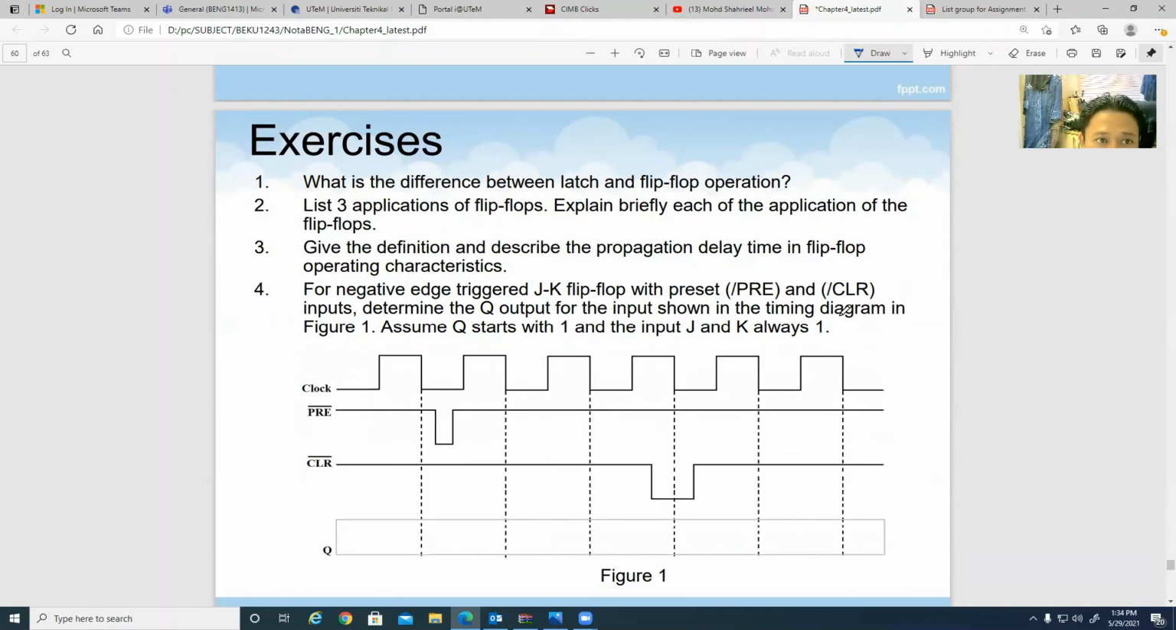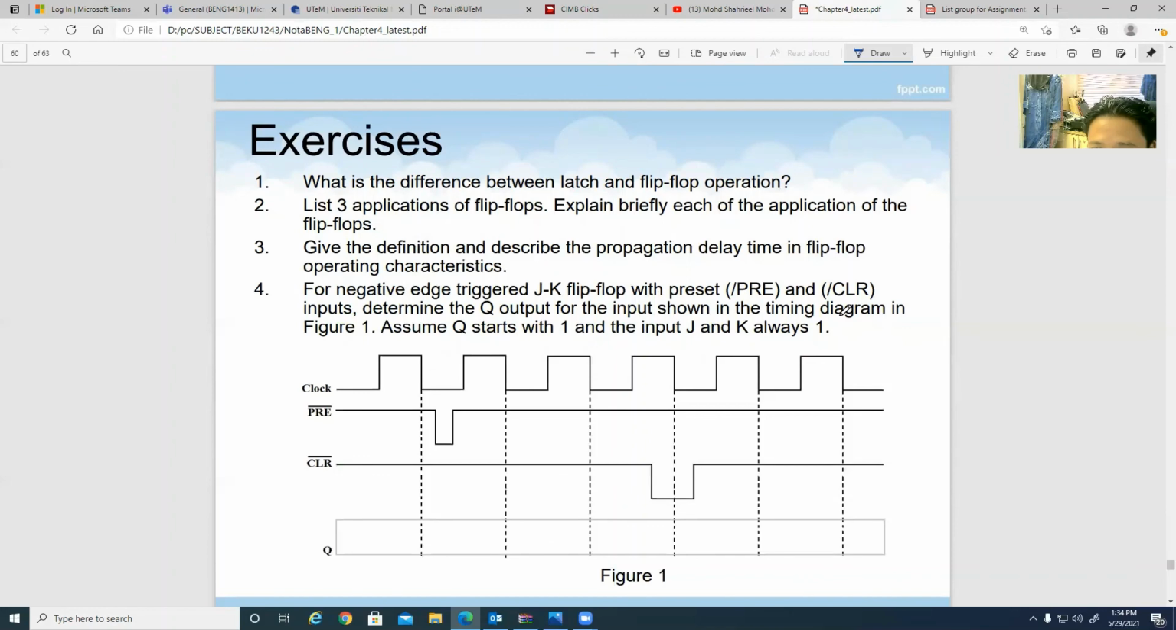So this is the exercise for this topic. What is the difference between the latch and flip-flop operation? You have to explain. List three applications of the flip-flop already explained before: we have the counter, data storage, and frequency division. Explain briefly each of the applications, giving the explanation.